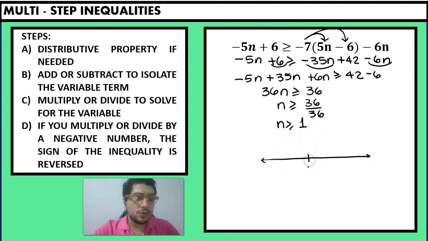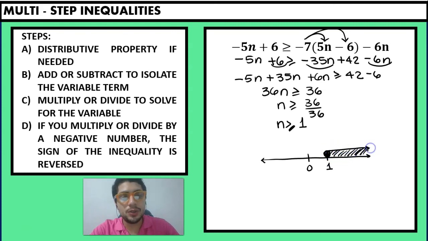Now, in order to graph, we locate our 0, we locate our positive 1, and then because 1 is actually included because it's higher or equal, we're actually going to color this circle right here, and then we're going to move it to the right because all the numbers higher or equal to 1 are going to satisfy this inequality.